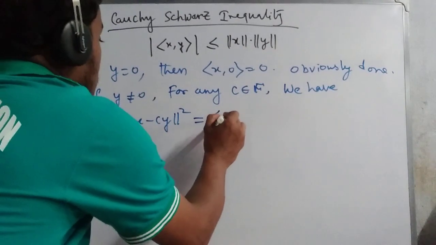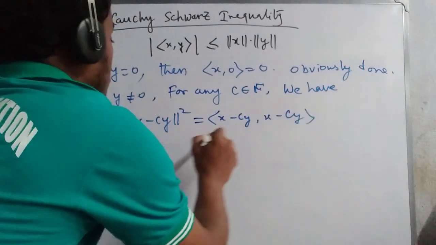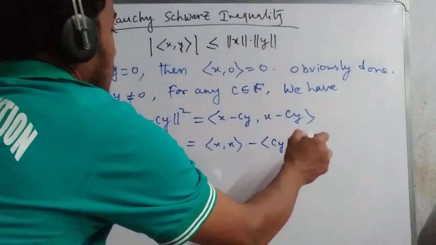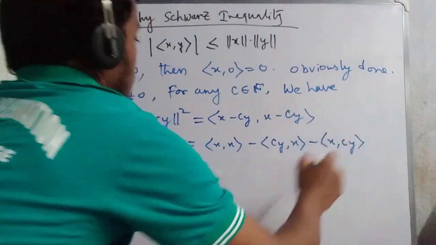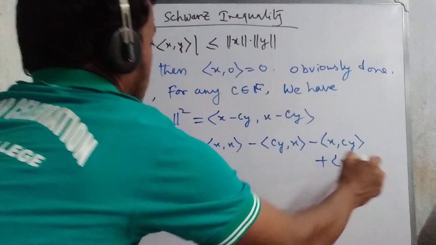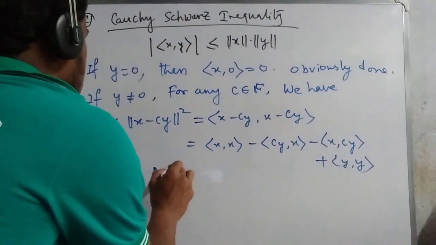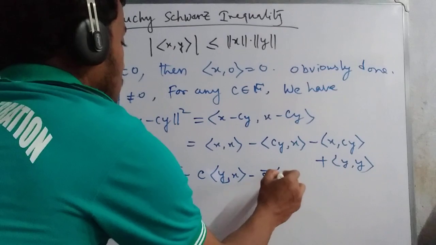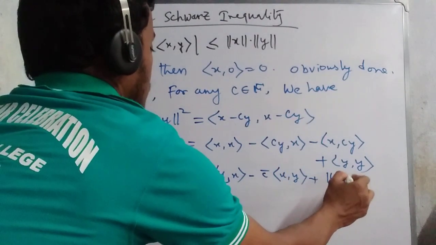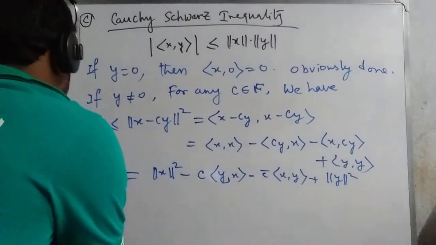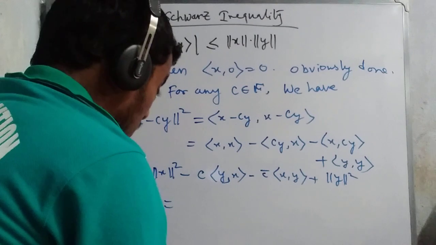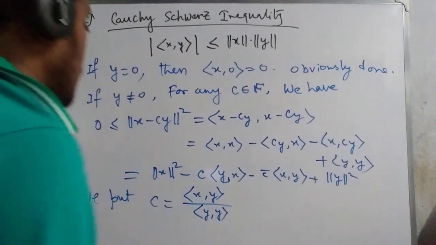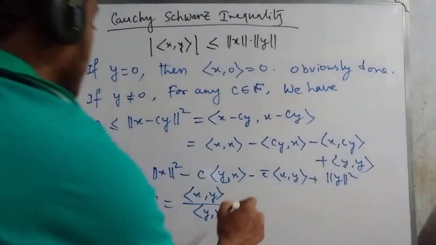So we write it in this way. This equals (x - cy, x - cy), which equals (x, x) minus (x, cy) minus (cy, x) plus (cy, cy). That equals norm of x squared minus c(y, x) minus c conjugate (x, y) plus norm of y squared. Then we put c equal to the inner product of x and y divided by the inner product of y and y.